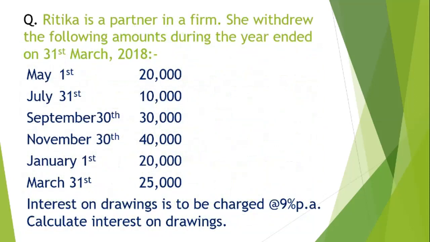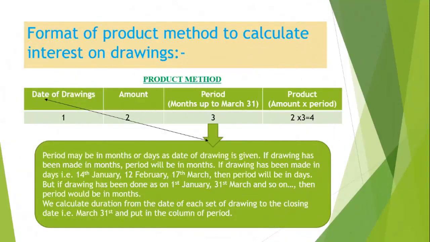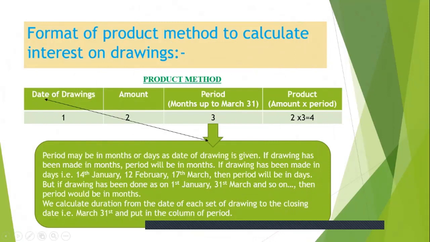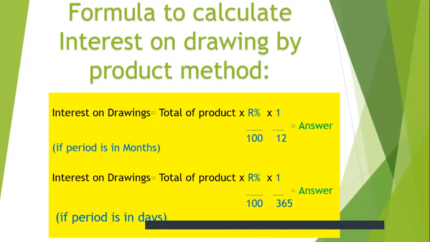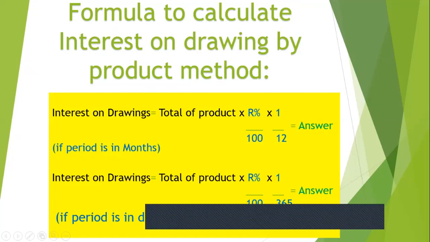And now this is the question for which solution was there. Now this is the format of product method to calculate the interest on drawing. Same columns are here: date of drawing, amount, period, product. So the arrow is showing the date of drawing or the months up to 31st March we calculate. So in months में दिया तो month आएगा, days में दिया तो days आएगा. Days का formula आप 1/365 हो जाएगा. ये आप देख सकते हो. Formula to calculate interest on drawing में product method: if period is in months, we apply 1/12. If period is in days, 1/365. Okay, right?